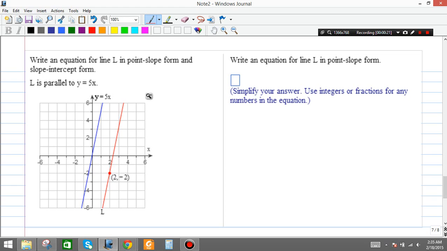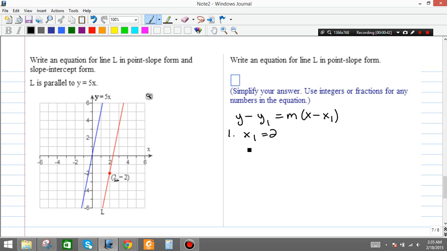And so here, again, when we're writing a line, we go back to our bread and butter formula, y minus y1 equals m times x minus x1. And our two steps. One, we need x1. Well, x1 looks like it's 2. It's the x coordinate of the point given, and y1 is negative 2. The step 2 is to find the slope.